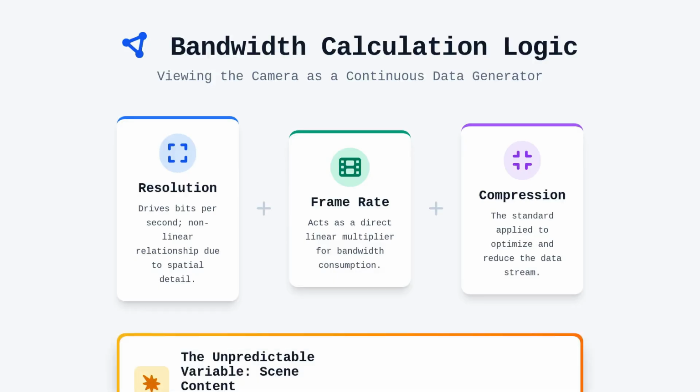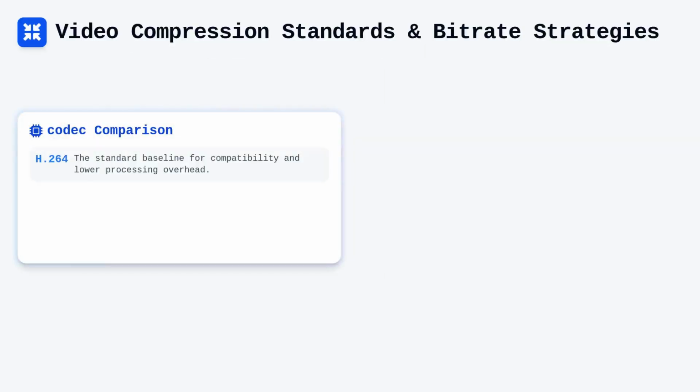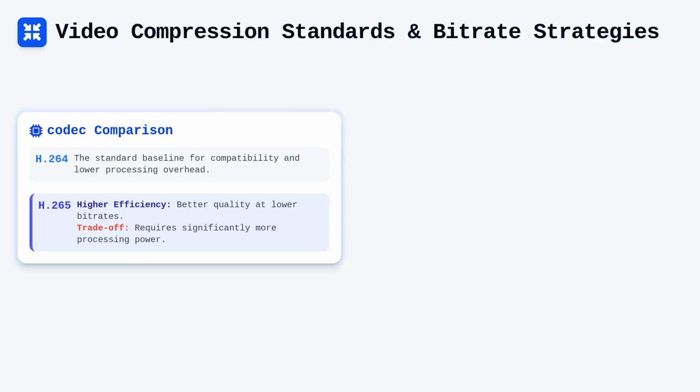However, the most unpredictable variable is scene content, specifically the level of motion and detail present in the field of view. A camera pointing at a static wall generates significantly less data than a camera monitoring a busy intersection, even if the resolution and frame rate settings are identical. Compression standards such as H.264 and H.265 are essentially mathematical models designed to strip away redundant information before transmission. H.265 is generally more efficient at maintaining image quality at lower bit rates, yet it requires more processing power from the encoder, which is a trade-off that should be considered during the system design phase.